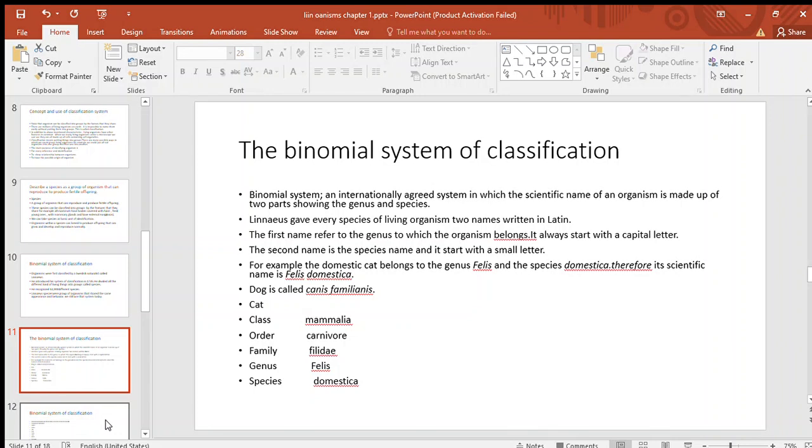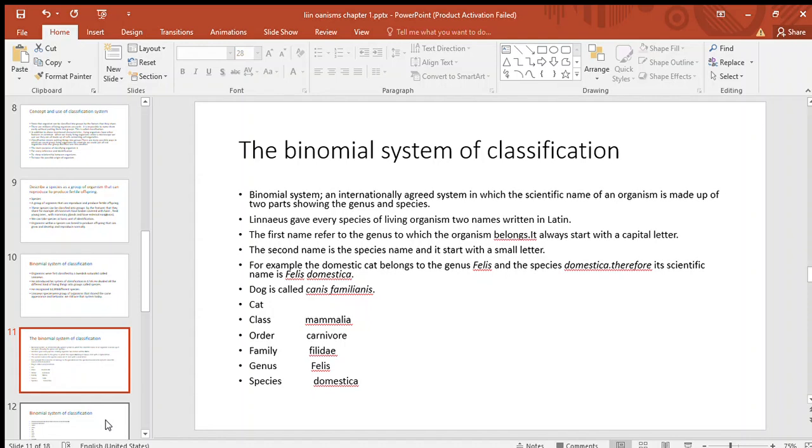The binomial system of classification. The binomial system is an internationally agreed system in which the scientific name of an organism is made up of two parts, showing genus and species. Linnaeus gave every species of living organism two names, which were written in Latin. The first name refers to the genus to which the organism belongs, and it always starts with a capital letter. The second name is the species name and it starts with a small letter.